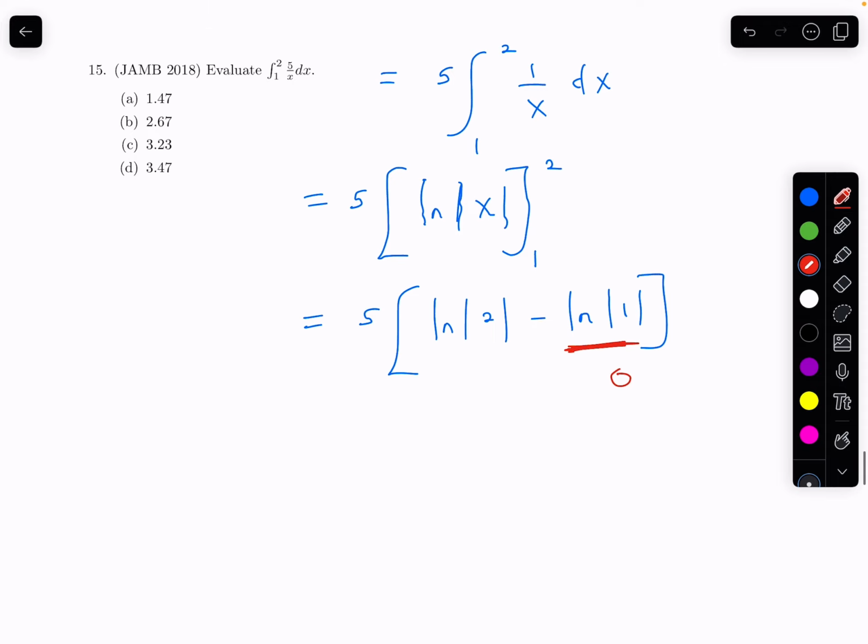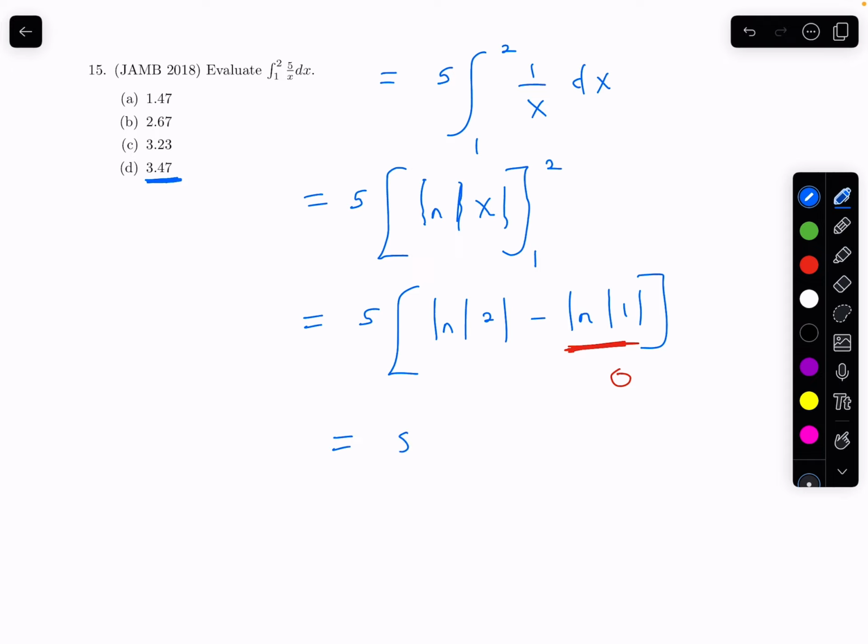Now if you look at the options for the answer, you might wonder, how will I know? Since ln 1 is 0, ln 2 is going to be maybe 0.7 or 0.8, because ln is increasing. And when you multiply that by 5, you get something that is big, which is 3 point something.